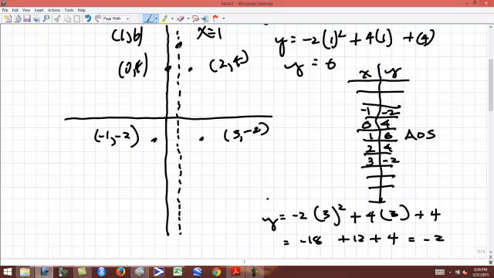And so by using the symmetry that quadratics have, you can very easily come up with 5 points that you need to graph. You don't have to do a lot of other calculations. You find the vertex and the y-intercept reflected, find one other point, reflect it, and you're all set.